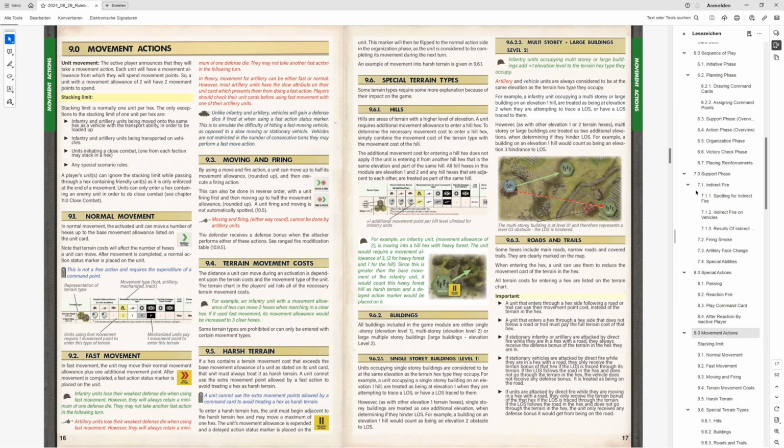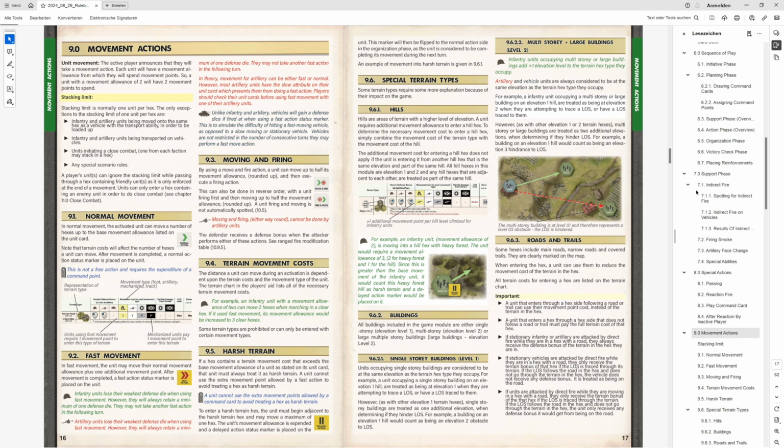Movement Actions Chapter 9. So, unit movement: the active player announces that they will take a movement action. Each unit will have a movement allowance from which they will spend movement points. So a unit with a movement allowance of 2 will have 2 movement points to spend. Important is the stacking limit. The stacking limit is normally 1 unit per hex. There are exceptions to the stacking limit.